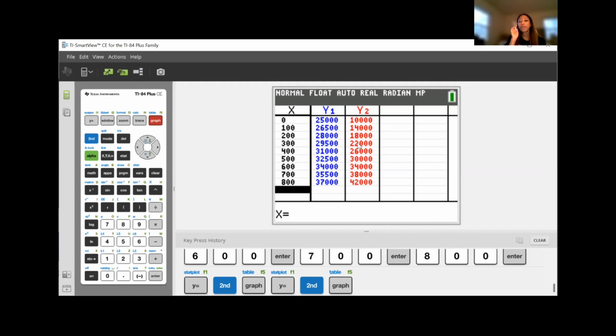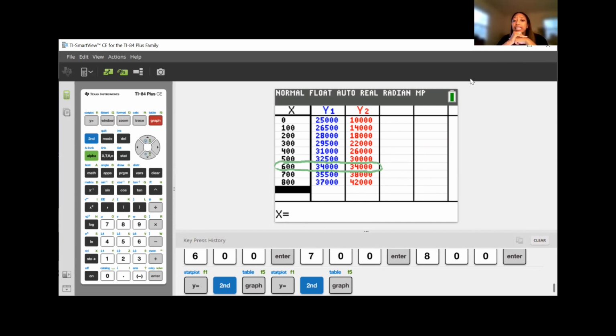Now, we were asked to look at this table and determine for what number of sessions the salary will be equal. 600. Yeah. So we see here that when Lucian does 600 sessions, in both jobs he'll end up getting paid $34,000. But let's look at what's happening before and after that.